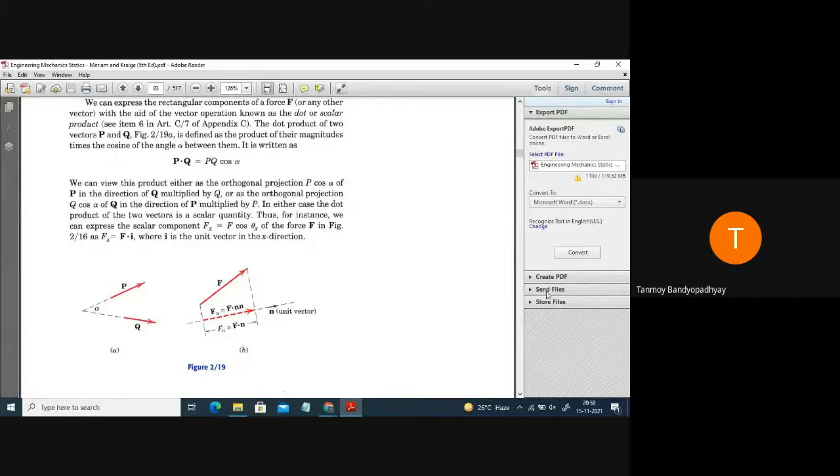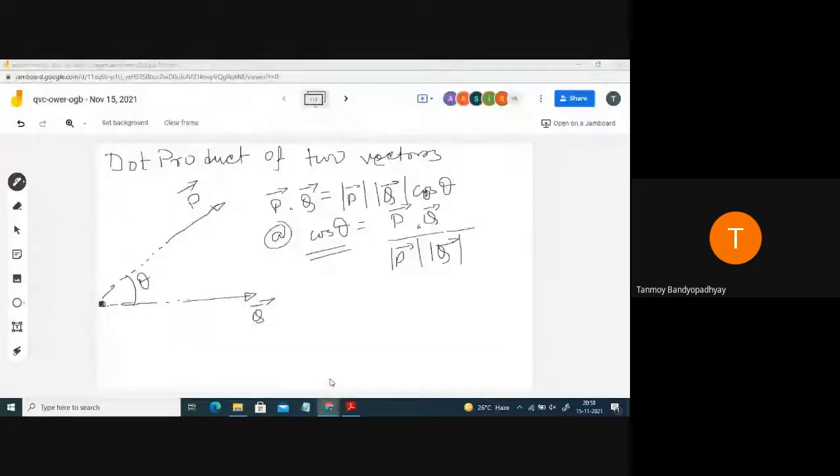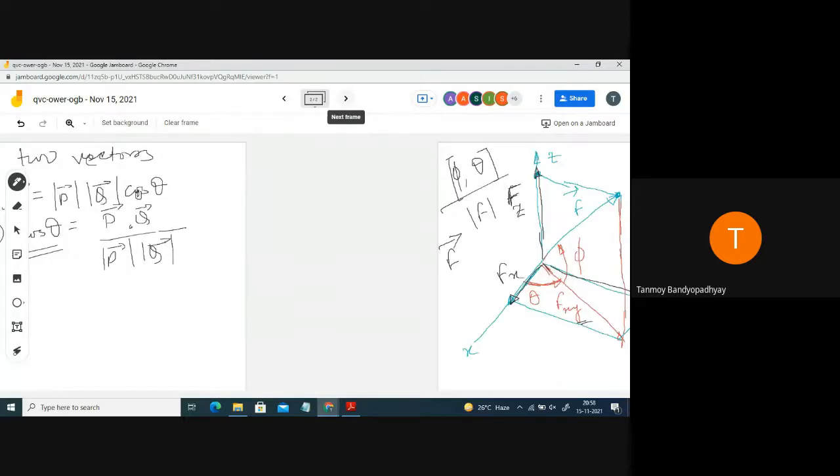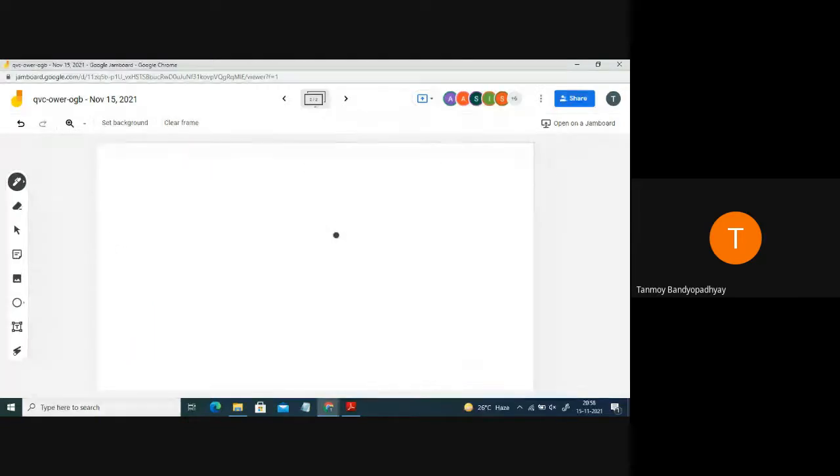So let us complete here itself. I want to complete this here, regarding the projection actually. So regarding projection, the last thing I am drawing in a different manner. Let this be the P vector and let this be the Q vector.